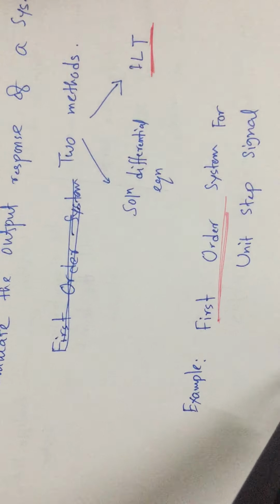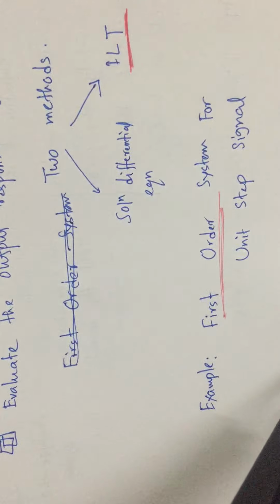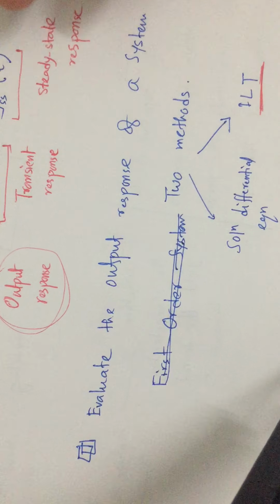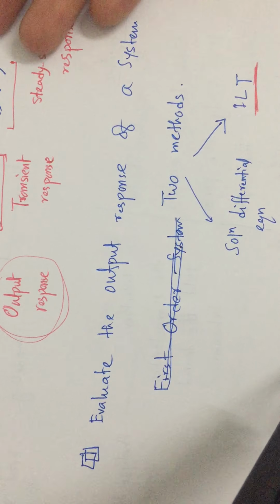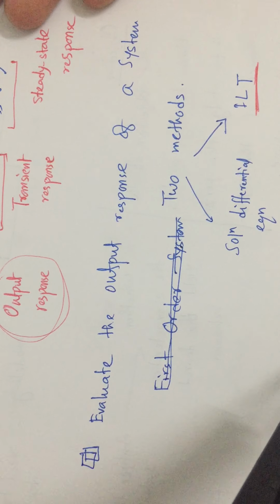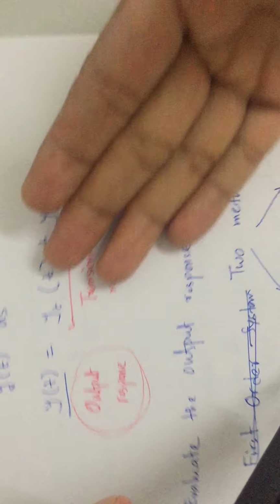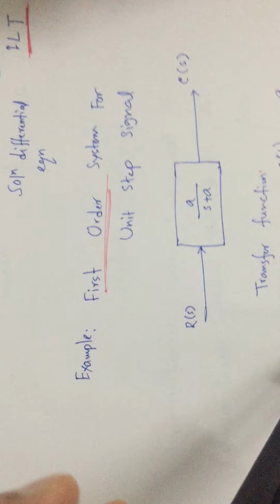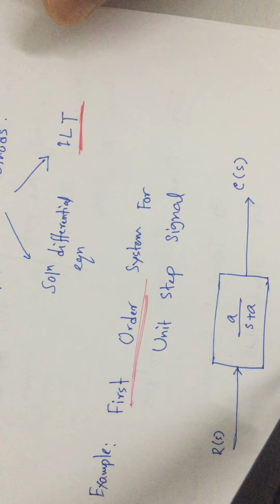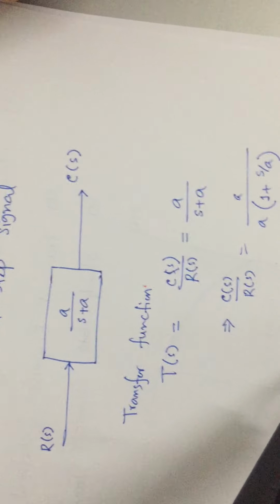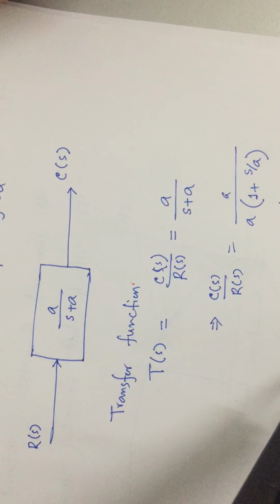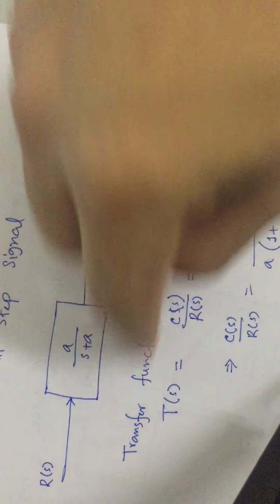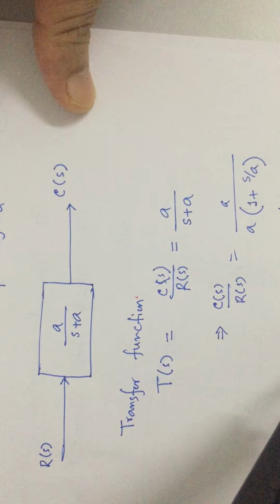Then at the same time, we have also seen the mathematical derivation of the time response. Okay, this is the derivation. We know the output response, transient response, and steady state response. Then we said that we want to apply the ILT for evaluating the output response of a system. Then we showed you the example of the first order system for the unit step signal.